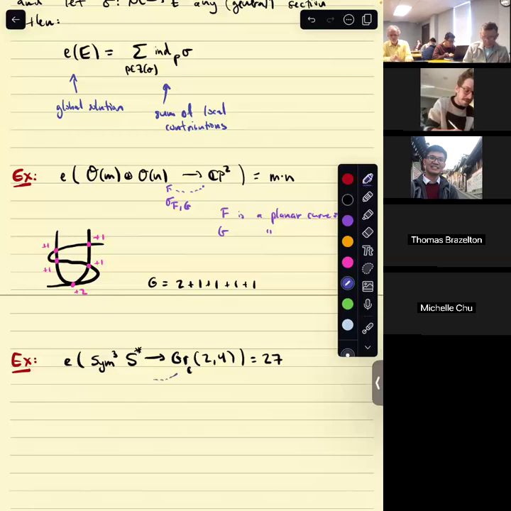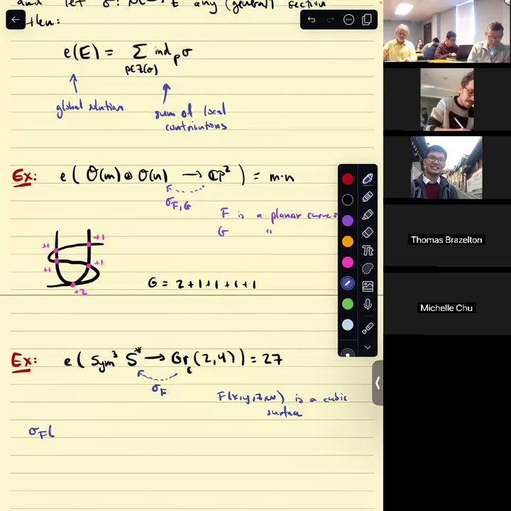And again, just to be super clear, what's happening here? A section here is some sigma_f, where f looks like this. f is a cubic surface. And what this section is doing is it sends a line to 0 if and only if the line lies on the vanishing locus of f.